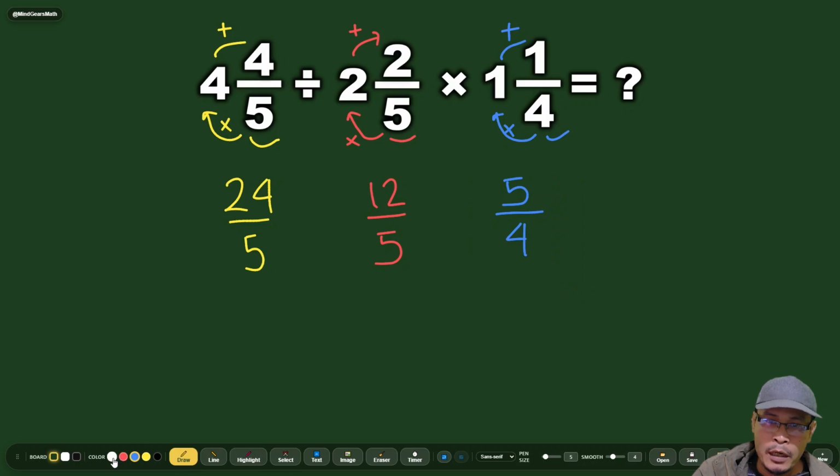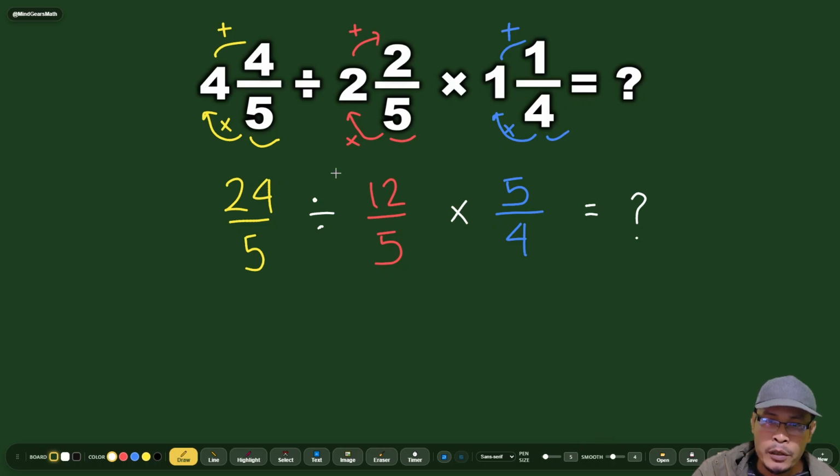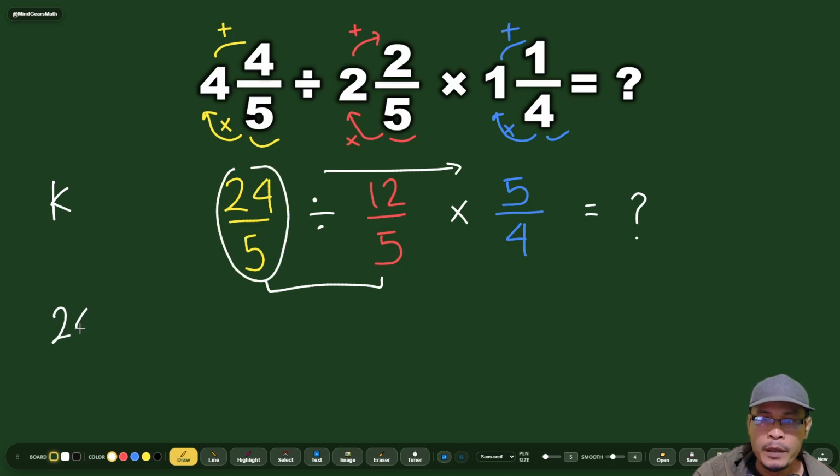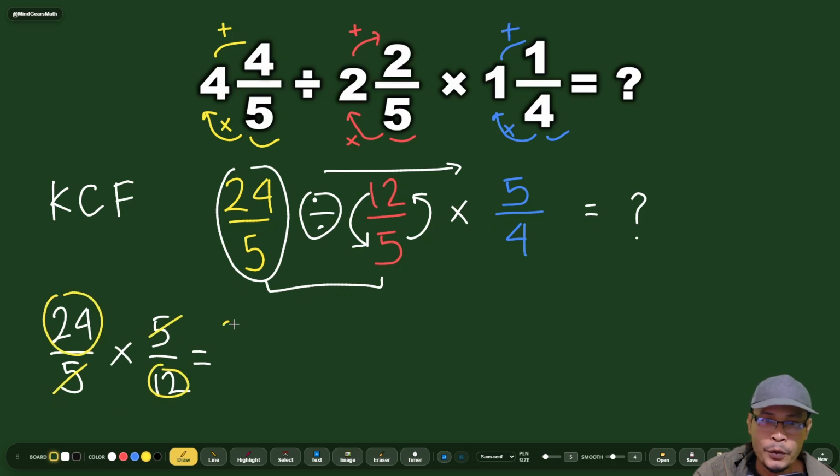Our problem is now 24/5 divided by 12/5 multiplied by 5/4. The order is locked in, left to right. First operation, 24/5 divided by 12/5. Keep, change, flip, KCF. 24/5 times 5/12. The 5's cancel out completely, and 24/12 is exactly 2. Very clean.